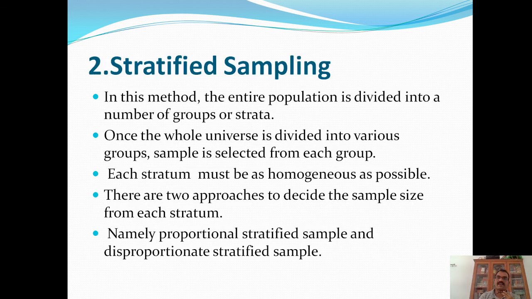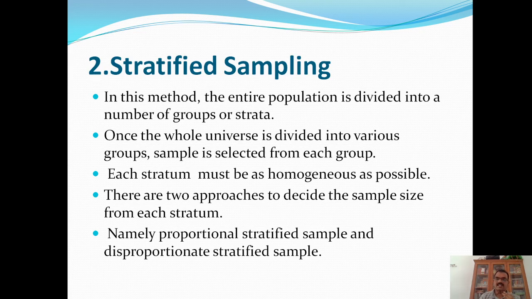The next method is stratified sampling. In this method, the entire population is divided into a number of groups, also known as strata. Once the whole universe is divided into different groups, a sample is selected from each group. Each stratum must be as homogeneous as possible. So first of all, a heterogeneous population is there, and the population is divided into various groups on the basis of their homogeneity, and from each stratum a sample will be selected.